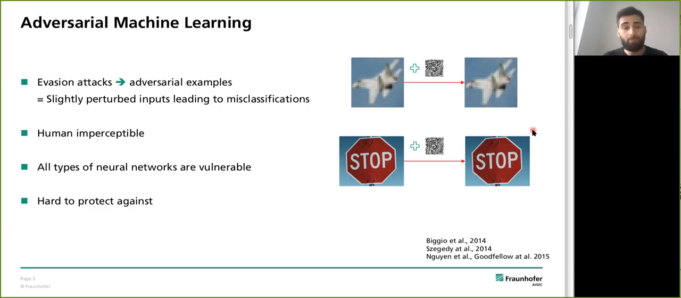against. And why do we even care about this? Well, on the right-hand side, the bottom example, we can think of use cases where this could lead to severe incidents. In this case, for example, in autonomous driving. So if the stop sign is not classified as a stop sign anymore, but as a 100-mile-per-hour sign, this could lead to accidents and also harm the passenger of the autonomous vehicle, for example.